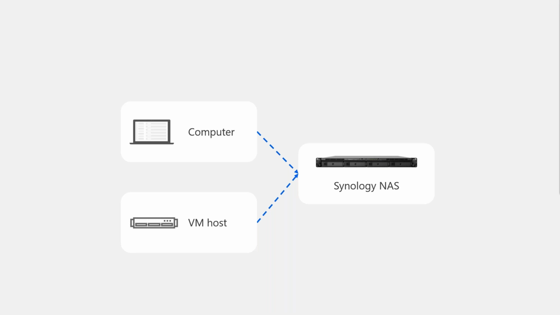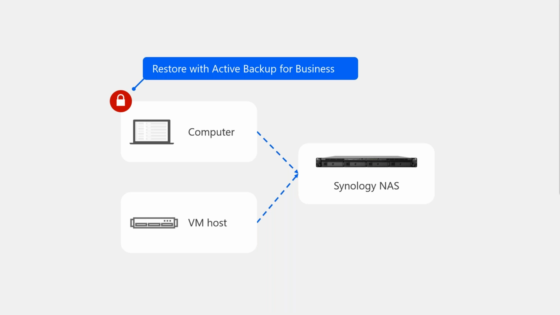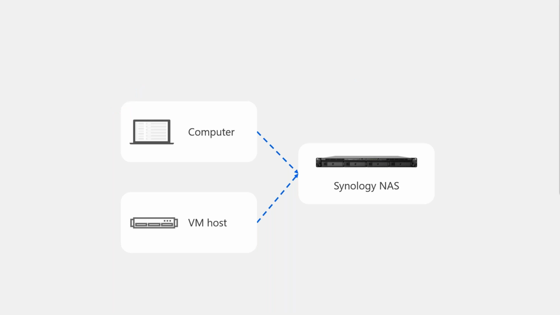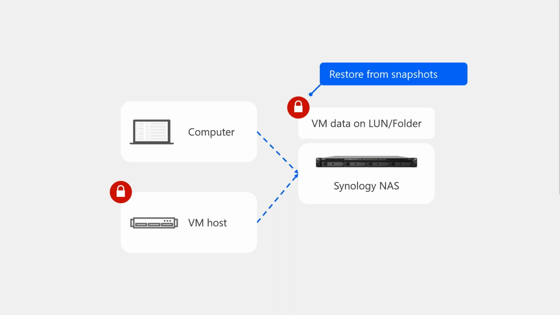So let's start to get a little bit more specific. So here we have a NAS. The NAS is being used for storage by a desktop computer and a hypervisor. If the computer gets infected or breaks, you can do a restoration with our Active Backup for Business software and go back to before it was infected. Now, if your VM storage gets infected, that storage is actually on your Synology NAS, so you need to deal with the problem at the Synology NAS level. You could restore an iSCSI snapshot, or if you use NFS, then you could restore a shared folder snapshot using our Snapshot Replication software. So let me show you that.